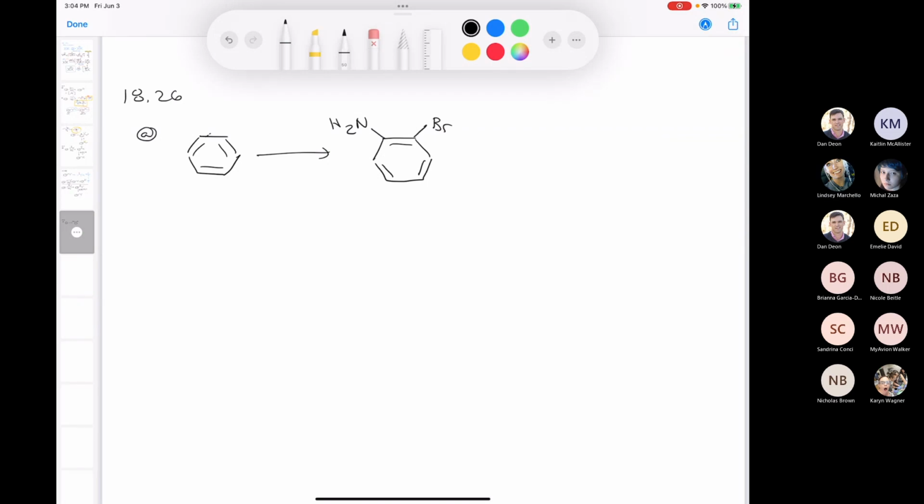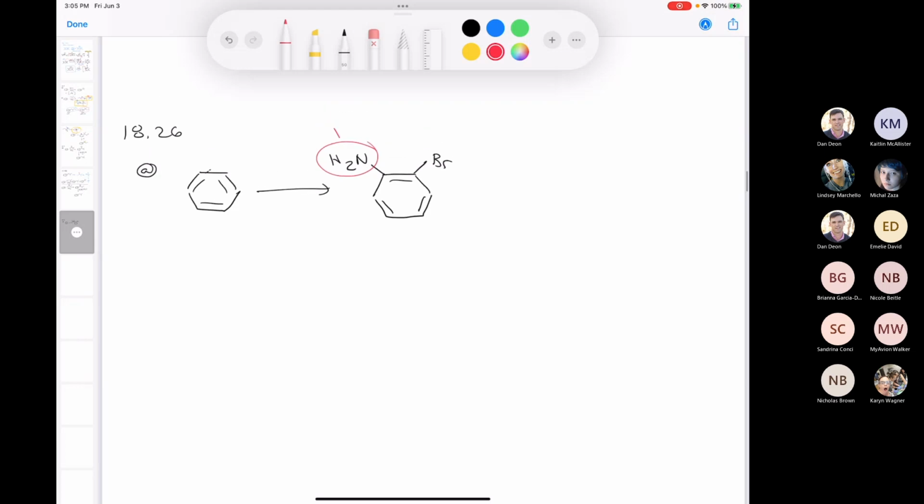Okay, let's see here. You've got two groups and they're ortho to each other. Not the easiest thing in the world to do, is it? Because you get two groups that are ortho to each other. So that means you're going to have to employ a blocking group at some point. And we know that the only way that we know to have an amino group on an aromatic ring is to make it from a nitro. So we know that this is going to come from a nitro at some point along the way, so NO2, and that we're just going to have to reduce it.